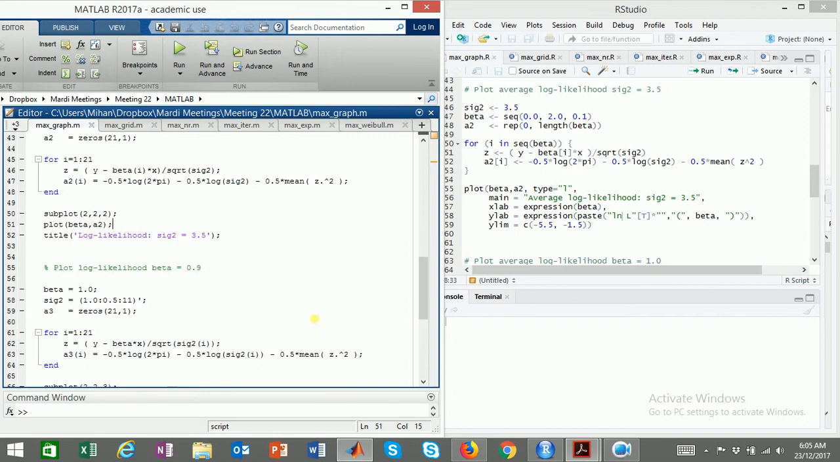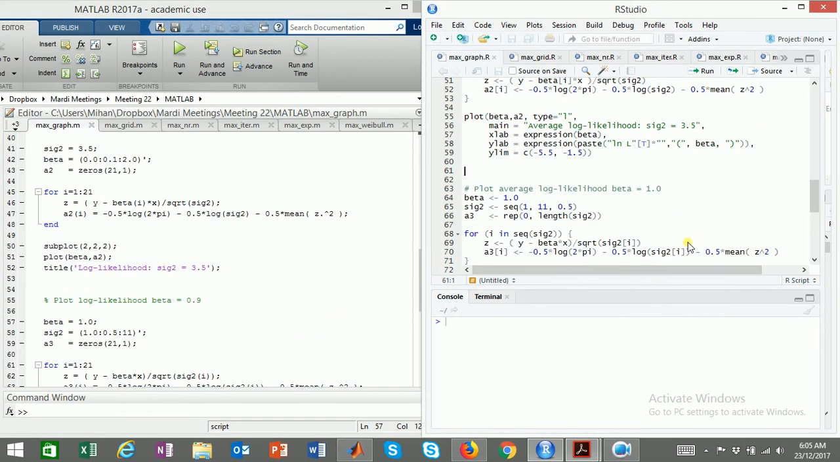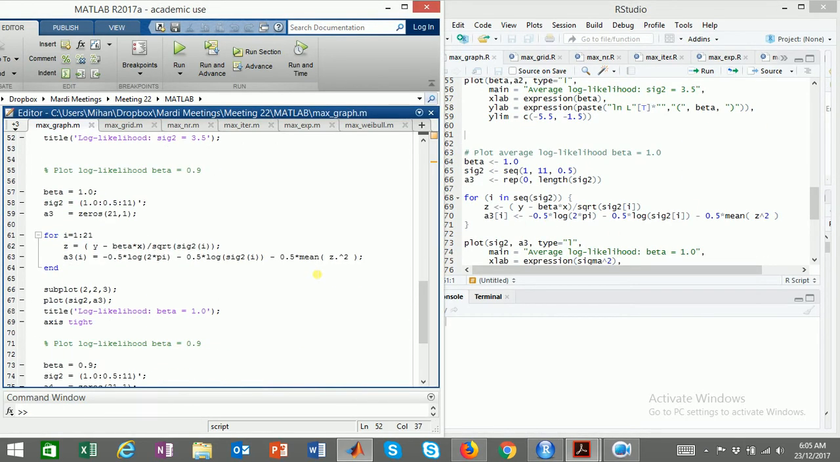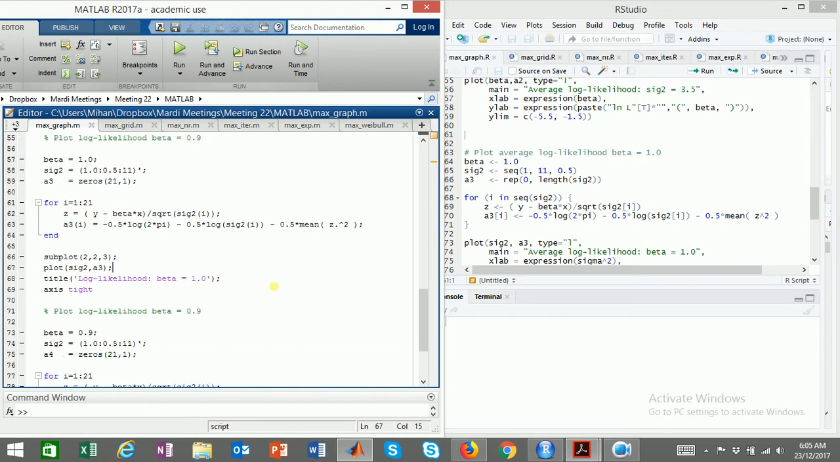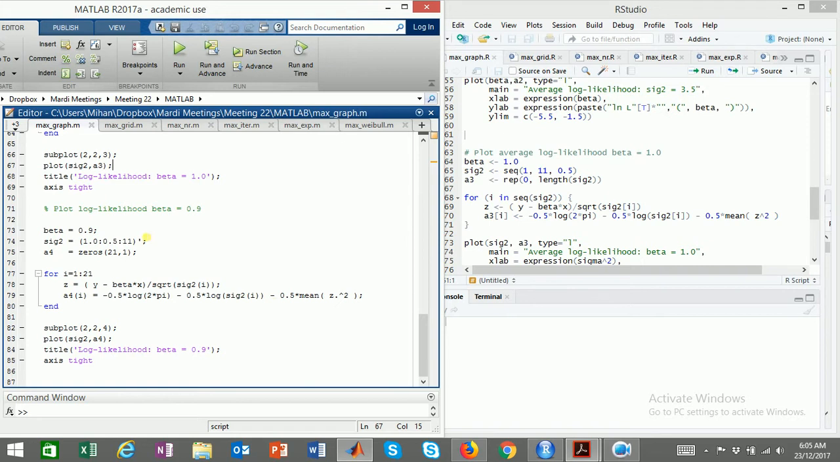Okay, for subplot 2 to 2, the log likelihood of beta remains 1, and the variances change. Everything remains as it is. So in all cases, just the variances are changing, nothing else.